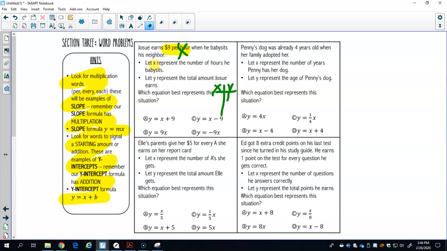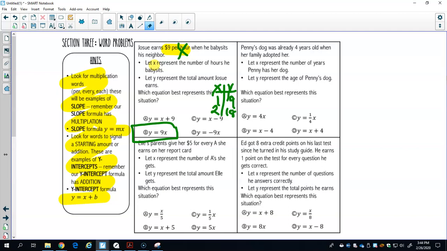So if Hosu works 1 hour, he's going to make $9. If he works 2 hours, he's going to make $18. So let's think about what we're doing here so that we can figure out the equation. We're multiplying. So since we're multiplying, we're going to choose this one, y equals 9x. We're multiplying 9 by the number of hours in order to find out how much he's going to earn.